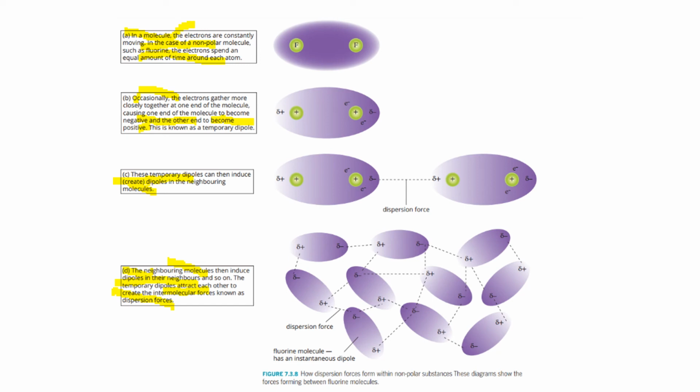Once again, this temporary dipole is known as an instantaneous dipole. It is not the same as a permanent dipole. Moving on to the next slide.